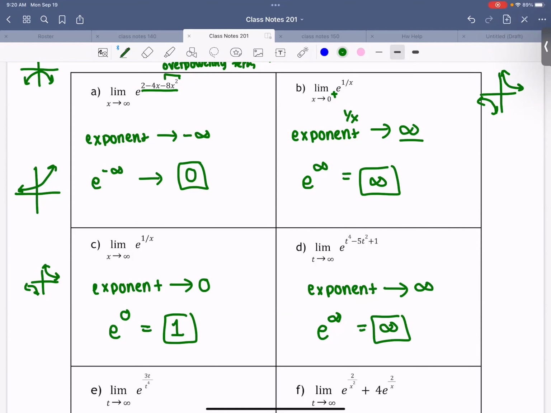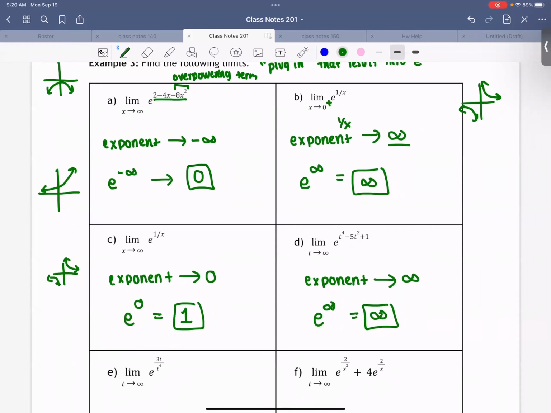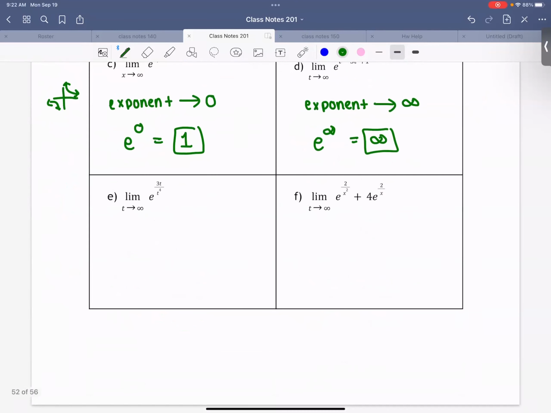Okay, any questions on how I'm getting A through D? All right, why don't you give letter E and F a try? I know it's a little hard to conceptualize, but I think we can get there. Let's go through part E, and I promise you, if we're feeling uncomfortable, we'll do more practice on this, okay?